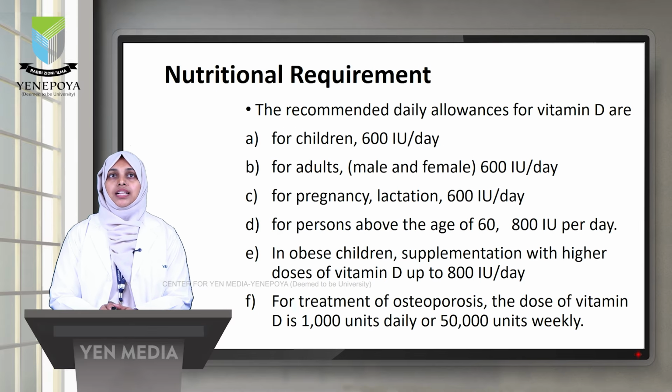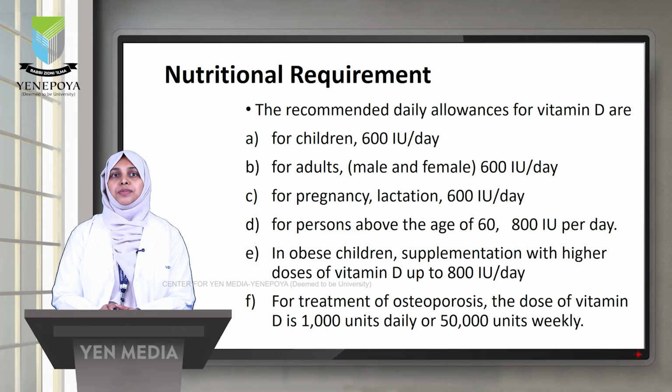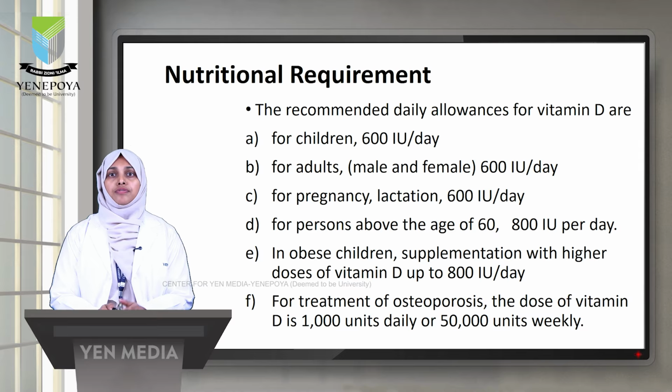Nutritional requirement. The recommended dietary allowance for vitamin D for children, adults and pregnancy is about 600 IU per day, and for persons above the age of 60 and in obese children, supplementation with a higher dose of vitamin D is up to 800 international units per day. For treatment of osteoporosis, the dose of vitamin D is 1000 units daily or 50,000 units weekly.